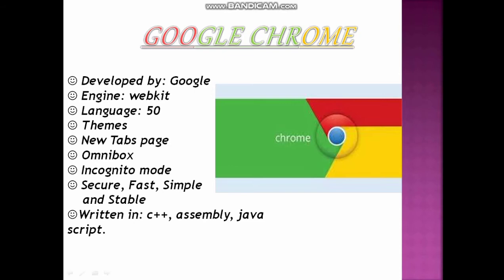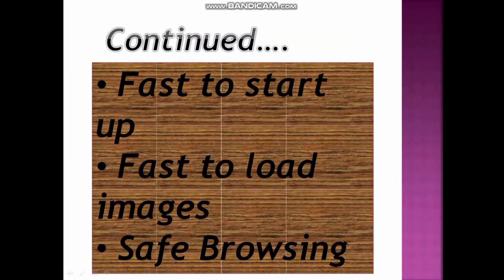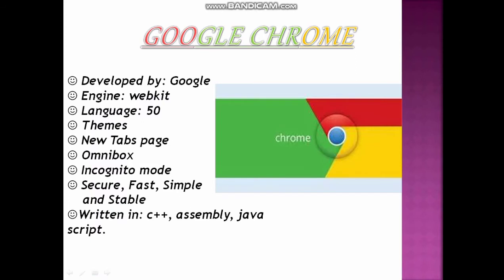So Google Chrome is developed by the company Google, and as you can see, this is the language. Google Chrome provides data in 50 languages; in 50 languages it can provide whatever you search. You can change your theme in Google Chrome. Like, if your theme is mostly white in Google Chrome, you can change that theme. Then New Tab page, you can easily open new tabs or new pages in it.